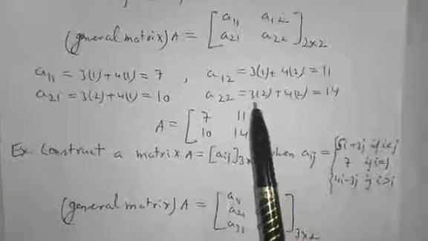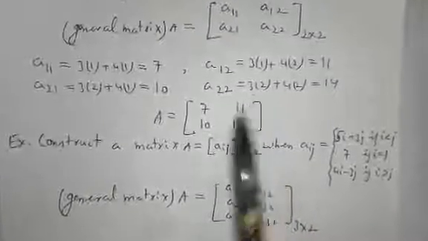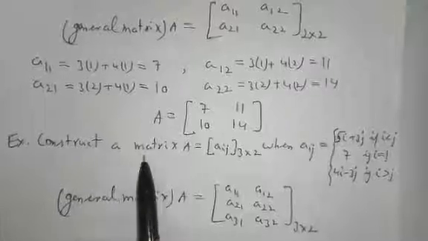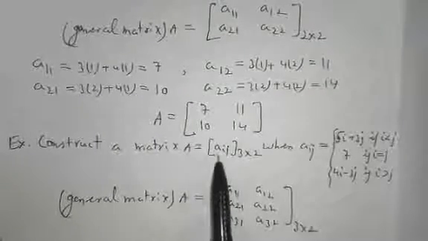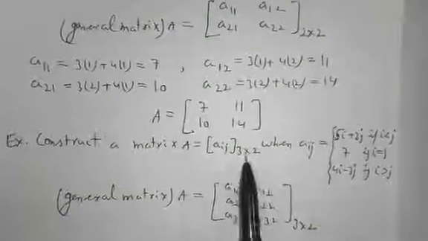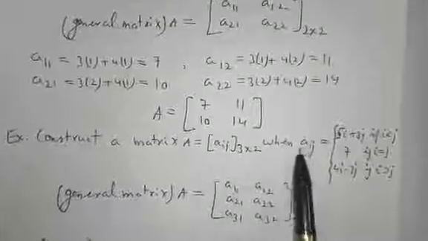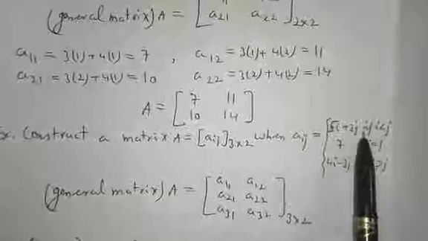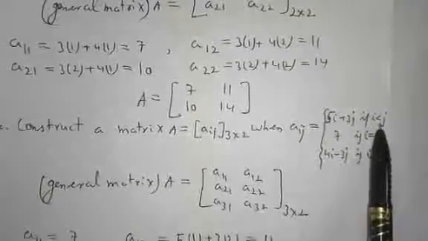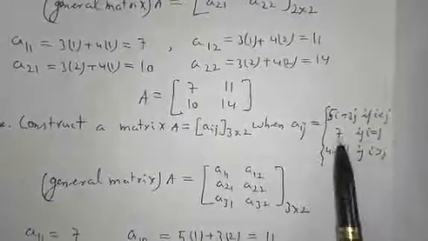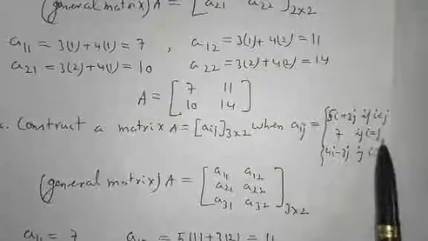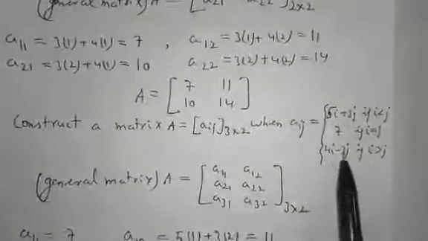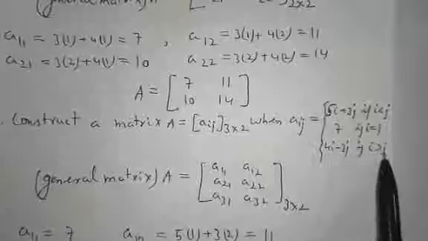Now we take another example for the construction of a matrix. Construct a matrix A equal to Aij of order 3 into 2 when Aij equals 5i plus 3j if i is less than j, its value is 7 if i equals j, and 4i minus 3j if i is greater than j.